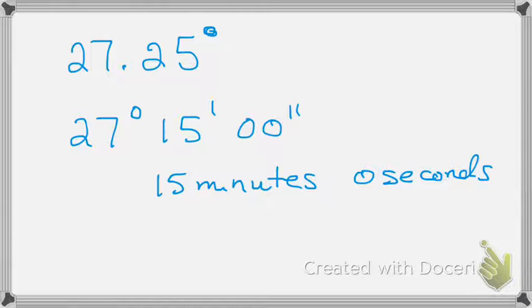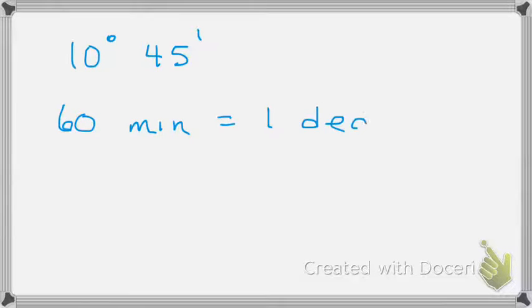So if you start out in, like, let's say you have 10 degrees and 45 minutes. That's 10 degrees, 45 minutes. Okay, well, that's 45 out of how many minutes are there in a degree? There's 60 minutes in 1 degree. 60 minutes is equal to 1 degree. Okay? So that means this is 3/4.